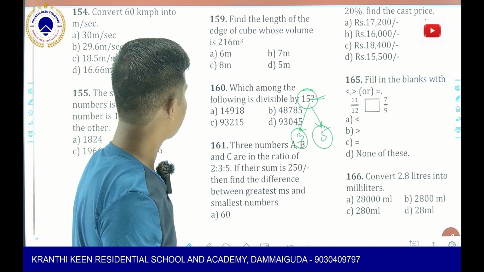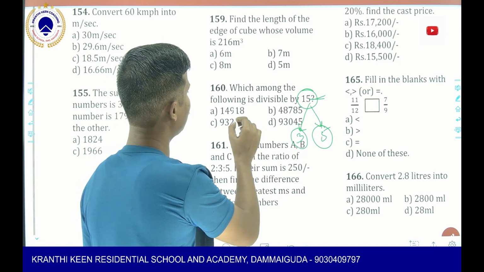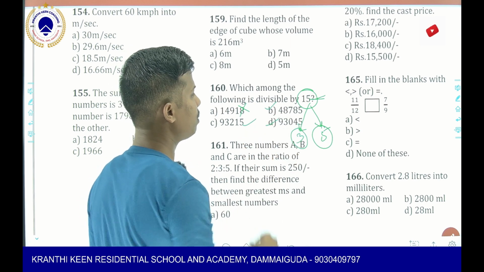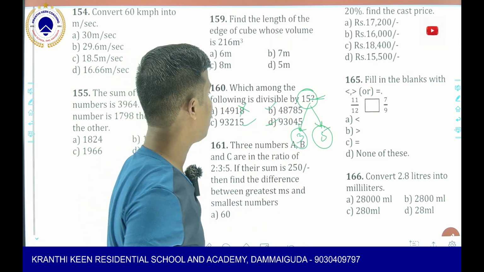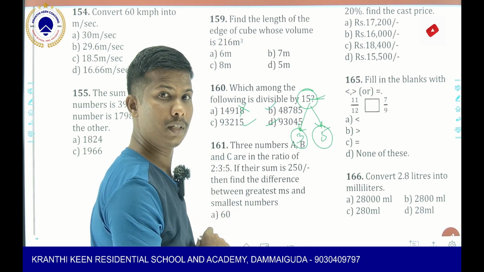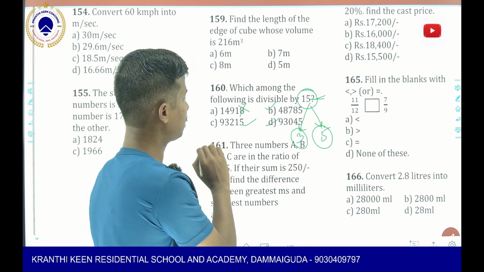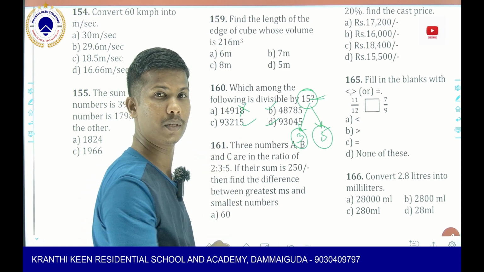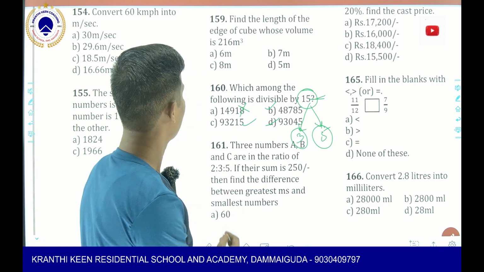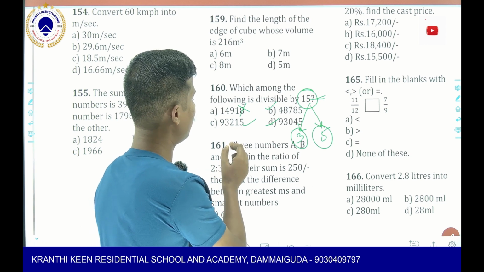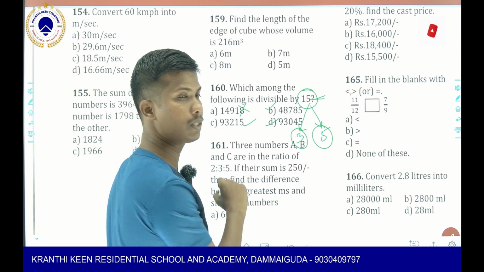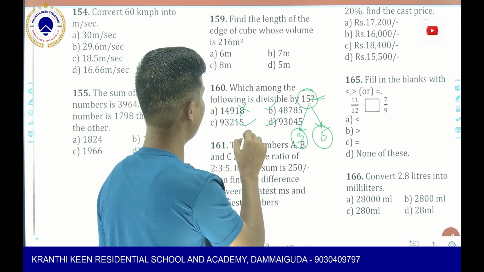You see, this one is not divisible by 5. Eliminate this one. These three are divisible by 5. Now we check whether they are divisible by 3 or not. What is the divisibility rule of 3? If the sum of the digits of the number is divisible by 3, then the whole number is divisible by 3, no? Yes, sir. 9 plus 3, 12. 12 plus 2, 14. 14 plus 1, 15. 15 plus 5, 20. 20 is not divisible by 3. Eliminate this one.